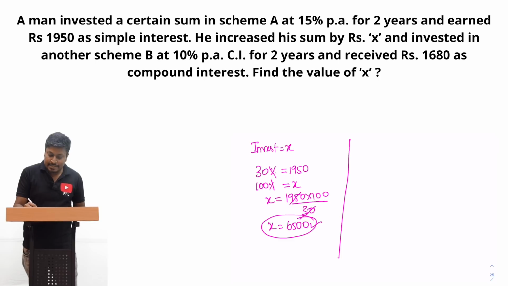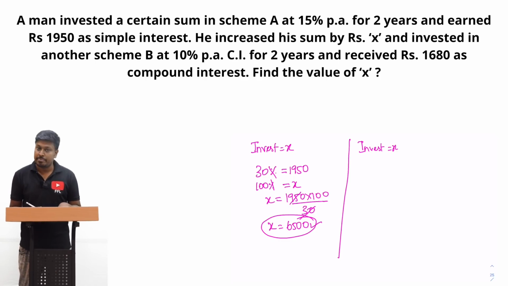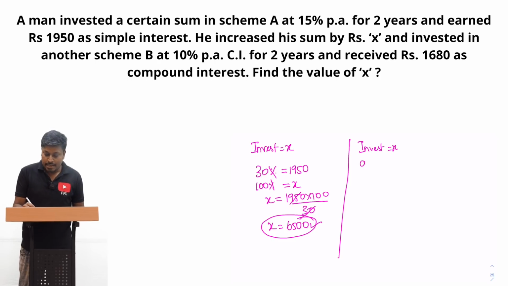Similarly, let me find the second scheme, that is investment as X. But this investment is based on compound interest. How many years? 10% per annum. For how many years? 2 years. Then how will you find the total percentage? A plus B plus AB by 100. We have learnt all these steps, right?